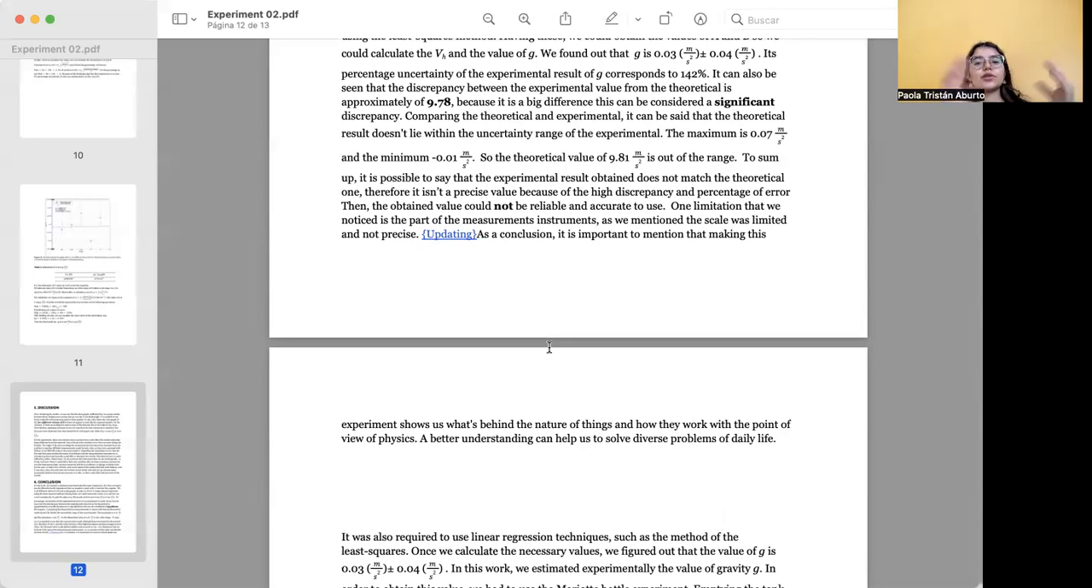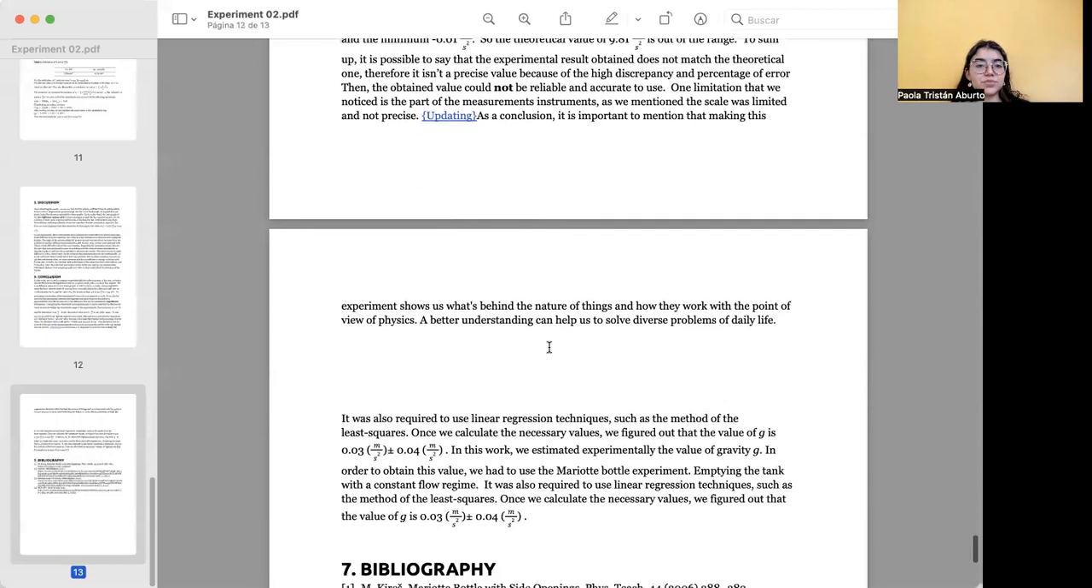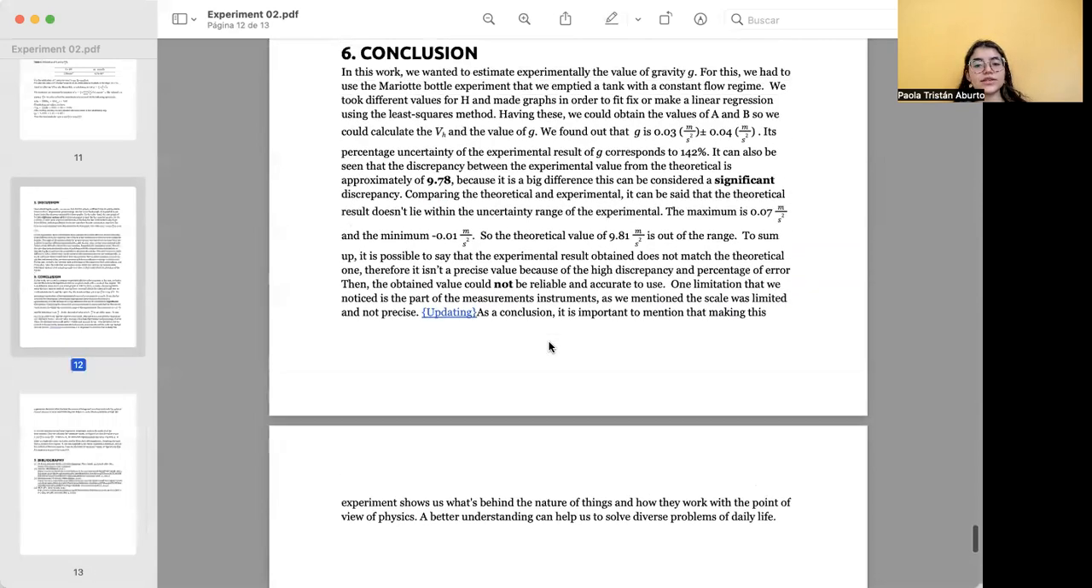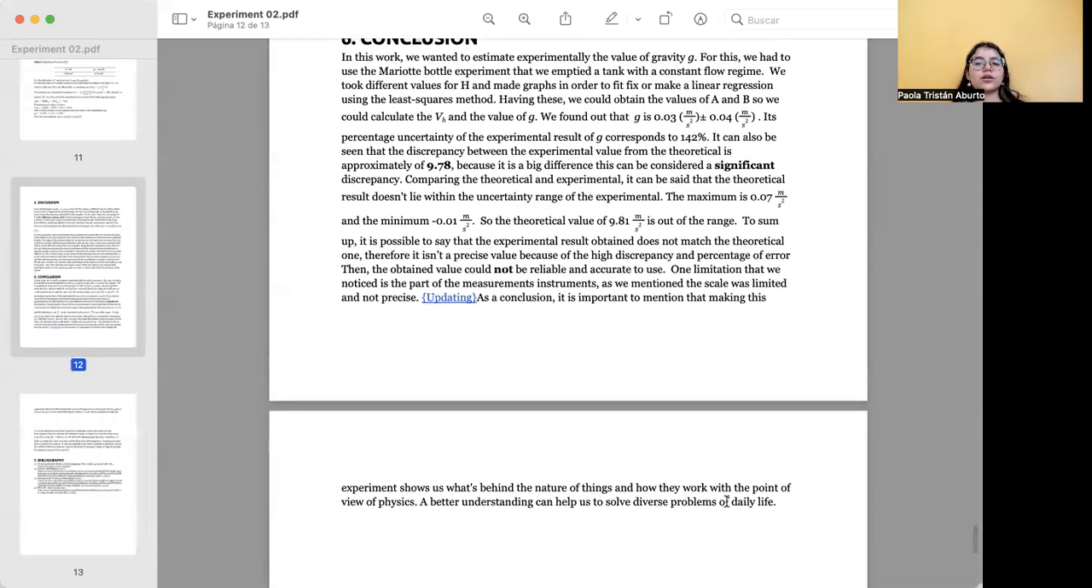And to conclude all of this, it is important to mention that making this type of experiment shows us what's behind the nature of things and how they work from the point of view of physics. It also helps us to have a better understanding. So this can help us in the future to solve diverse problems in our daily and professional lives.